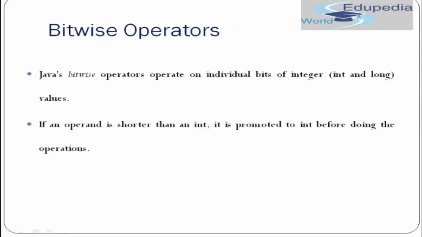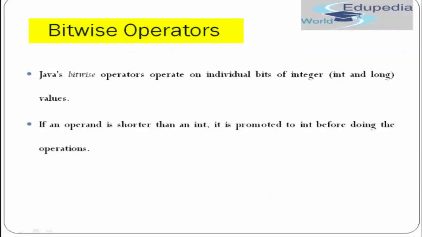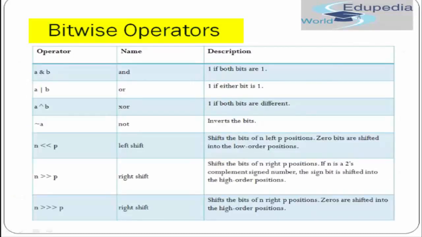This is the bitwise operator. Java's bitwise operators work on individual bits of integer, int, and long values. Whenever you use a bitwise operator, it is based on individual bits of an integer, which can be written in the form of an int or long. If an operand is shorter than an int, it is promoted to int before doing the operation. Okay, so these are some examples of bitwise operators.